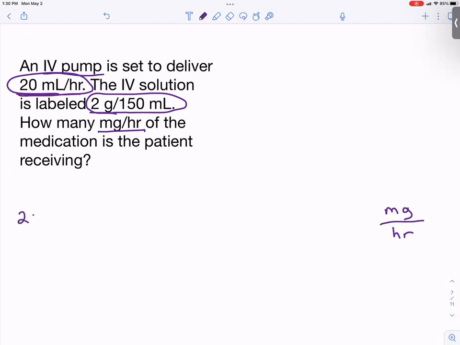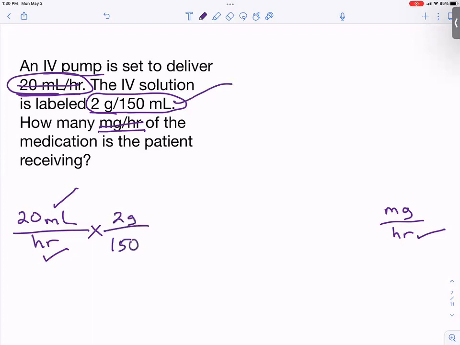My order is to infuse. My given, volume over time, 20 milliliters an hour. I have my hour in my denominator. I need to get rid of milliliters. So I look to my problem. I've already used this. I know I'm solving for this. So I'm going to use what's in my problem. 2 grams and 150 ml. That gets rid of my milliliters.